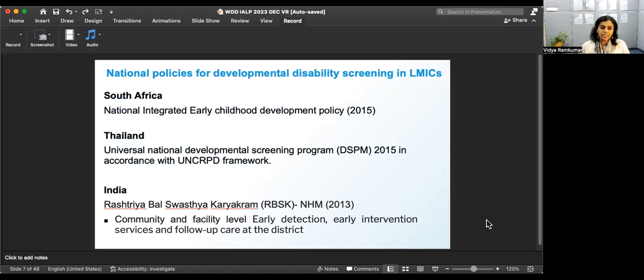But at a national policy level, very few countries were able to do something for hearing loss or developmental disability as a national program. For example, South Africa has had a program since 2015. Thailand seems to have something from 2015. Similarly, India also has a program as of 2013, the Rashtriya Bal Swasthya Karyakram, which is conceptualized as both a community as well as facility level program for early detection, early intervention, and follow-up care at the district level. So there's a state, and then the district level is what they're focusing on. This program focuses not just on disability, but on disease, disorder, and disability across 0 to 18 years of age.